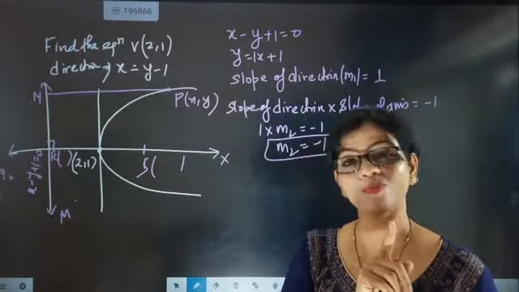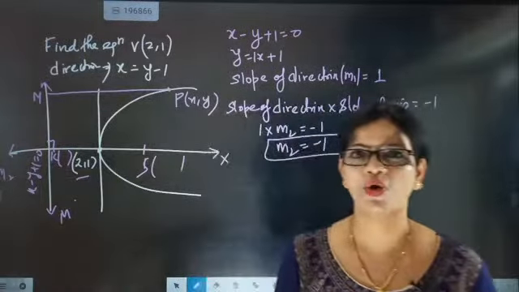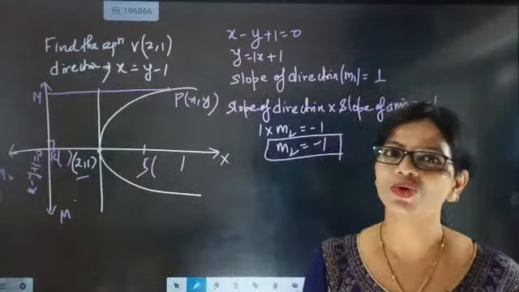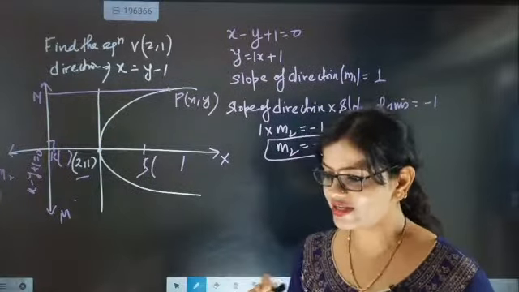One another important point here to be noted, that one point is already there, the vertex point. So now the slope of this line and one point will help me to get the equation of axis. Come on, think like that. So one point is there.